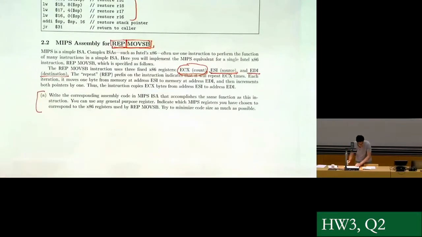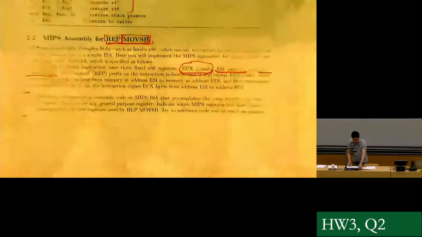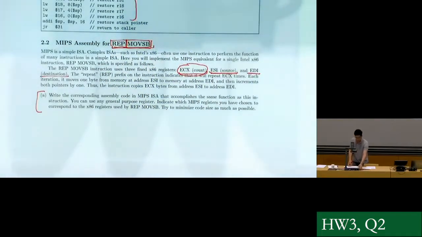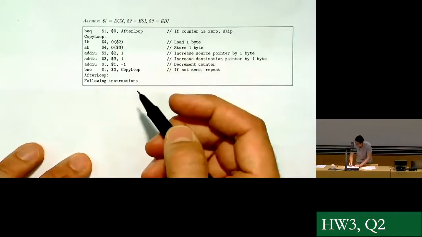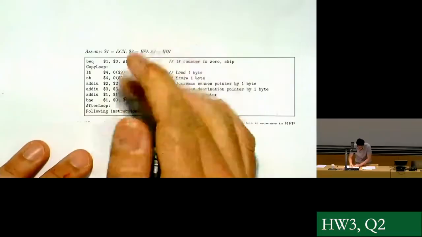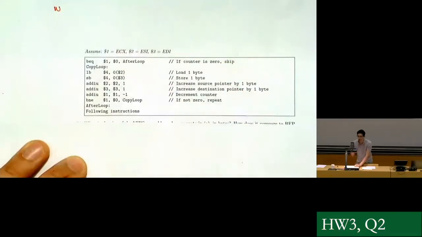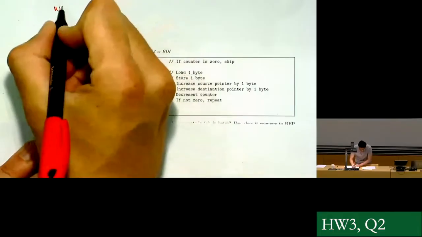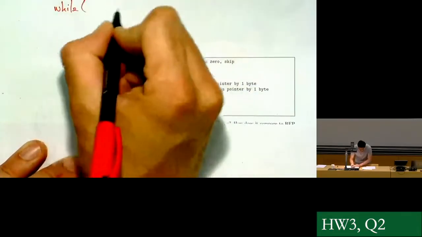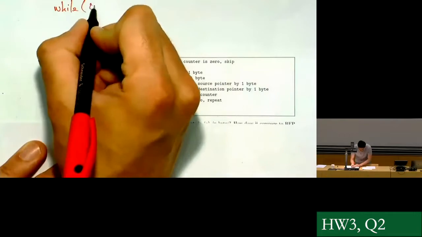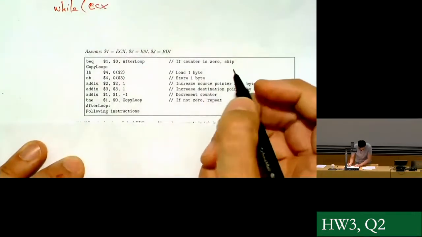So part A in this question is asking about how to implement this in MIPS. So, yeah, this actually has some similarities with the first part. In summary, what we are going to have here is, let's say we write the high-level language code for this instruction, we would have something like this, right? ECX.